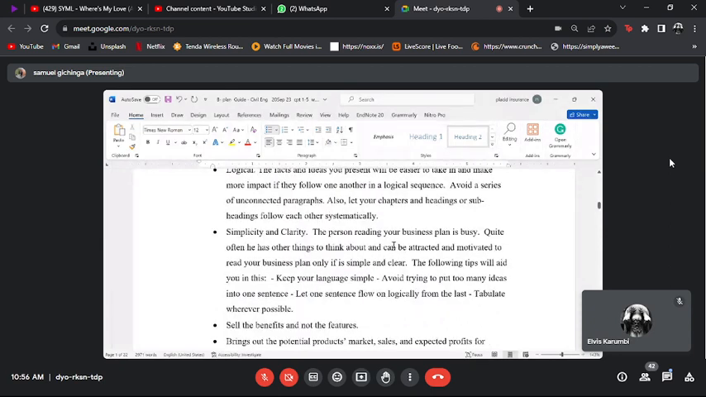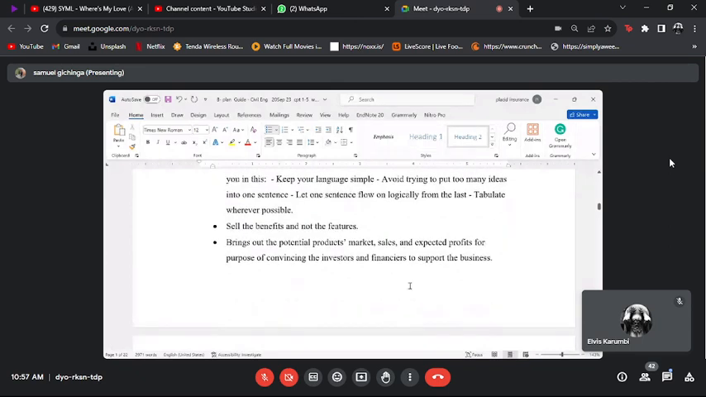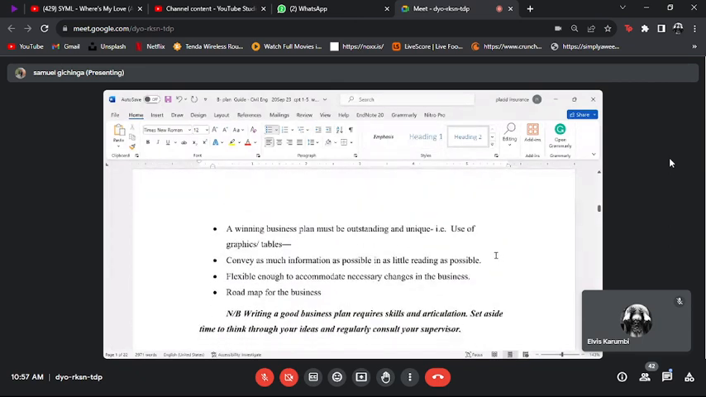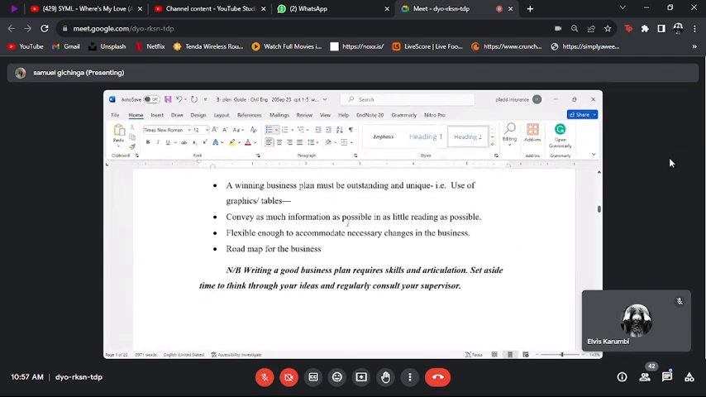Be simple, bring a lot of clarity in whatever you're doing. Avoid giving too many sentences that are not adding value. Let the customer know what you are selling by benefit, not necessarily the features. Let your business plan be a roadmap that tells you you are here, but in 2030, we would expect you to be at this position. Precisely. That's why you are having it.